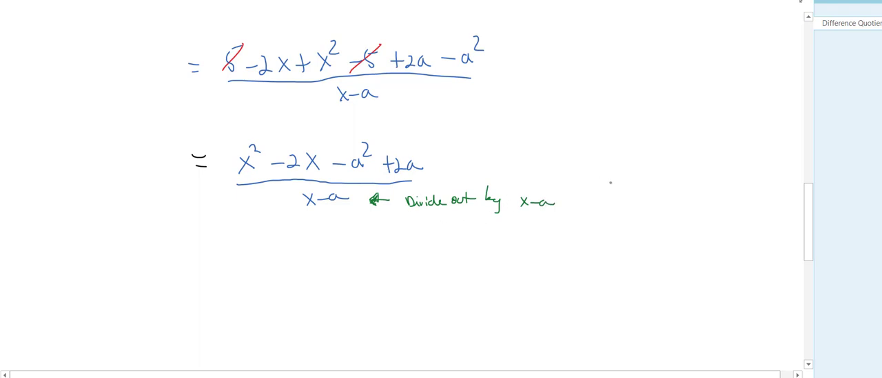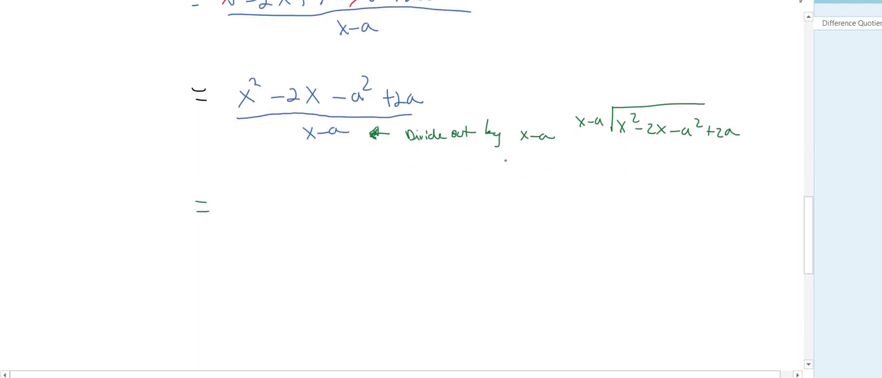So you remember how to do long division. What you will want to do is divide our x squared minus 2x minus a squared plus 2a by x minus a. And so I did that on the side. Without boring you with the details of this long division, what we end up with is that this factors into x minus a, the divisor, times the quotient. After you do this long division, you're going to get x plus a minus 2 all over x minus a.